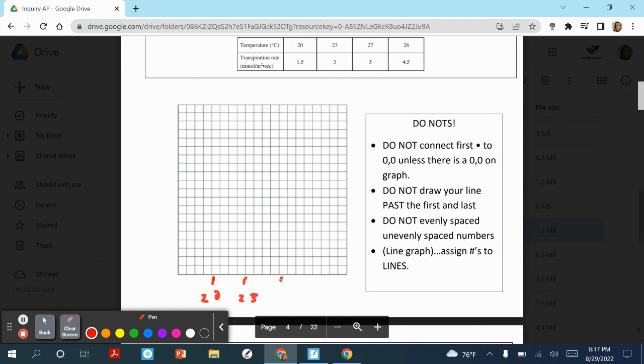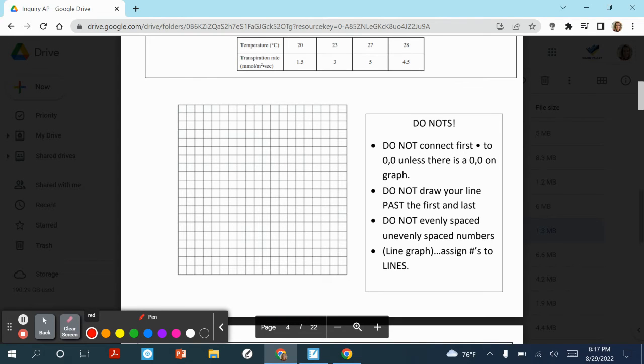Now, don't be writing this. I'm sorry if you are. I'm just showing you what students do wrong. And then 27, and they skip 4 more boxes, and they put 28. So the problem is they've evenly spaced numbers that are not evenly spaced. So between 20 and 23, there's a difference of 3. Okay. But if you look then from 23 to 27, there's a difference of 4. And then from 27 to 28, there's only a difference of 1, but we still skipped 4 over. Okay. So that is a common mistake I see students do.